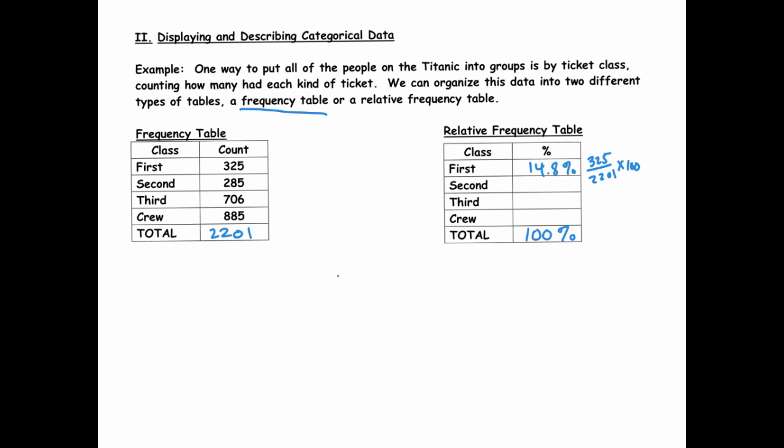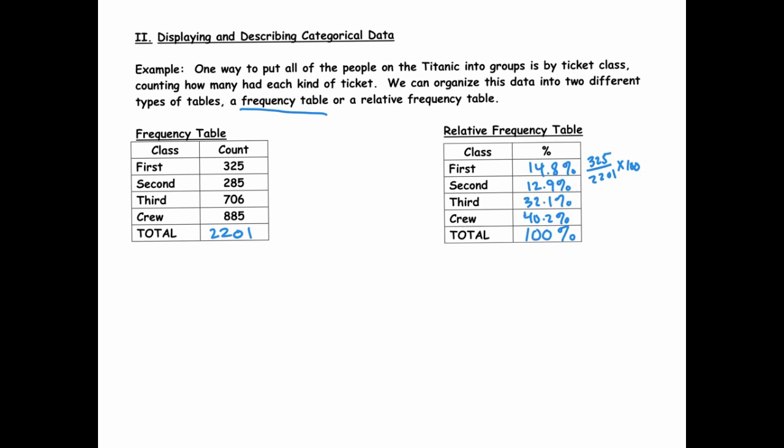Similarly, you'll do that with second class. You're going to do 285 divided by 2,201 times 100, and you get 12.9%. For third class, same calculation with 706, you get 32.1%. And for the crew, you get 40.2%. Now, I rounded to tenths, and I ensured that when you add up all these values, you get 100%. Sometimes with rounding errors, you can get more than that, and you might have to, on occasion, fudge it so that that works out. But generally speaking, if you are consistent with your rounding, that's what you'll end up with.